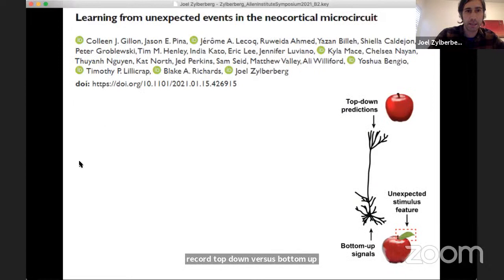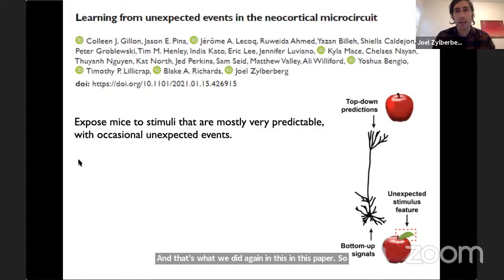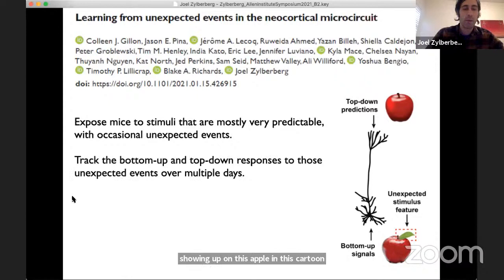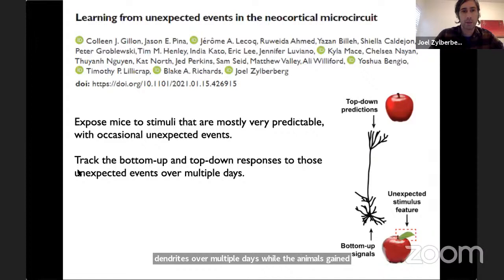So the core idea is that we exposed the mice to stimuli that were mostly very predictable with occasional unexpected events, like the leaf showing up on this apple in this cartoon is the unexpected thing. We then tracked the bottom-up or top-down driven responses, so either the cell bodies or the distal apical dendrites, over multiple days while the animals gained experience with these unusual stimuli, and tested those four hypotheses or the four predictions from this hierarchical learning from prediction errors hypothesis.